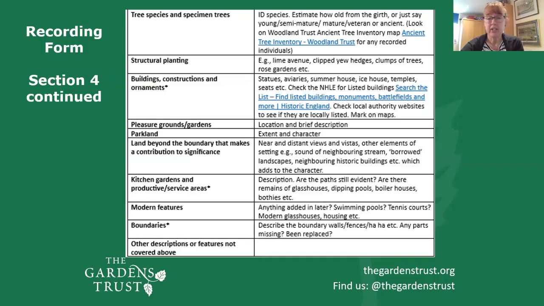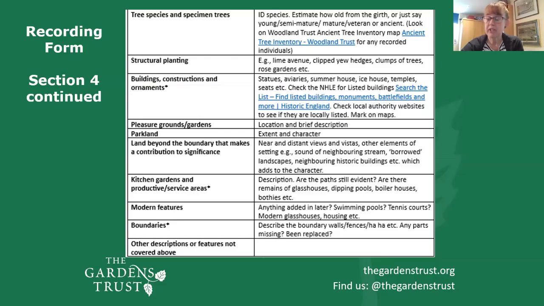Is there a kitchen garden? Is it walled or screened with trees? Is its layout the same as seen on the early maps and plans? Are there glass houses extant? Are there potting sheds, boiler houses, orchards, or dipping pools in the walled garden?